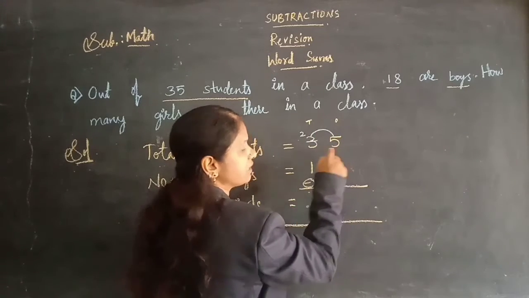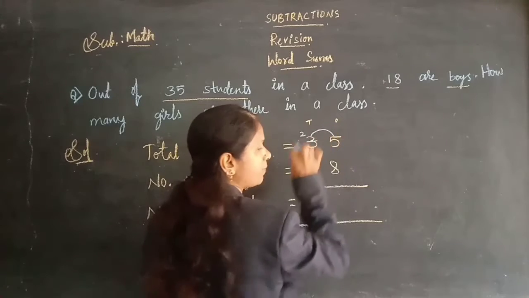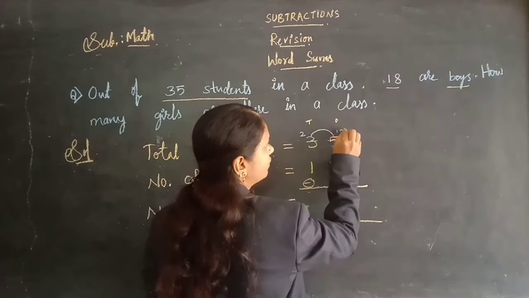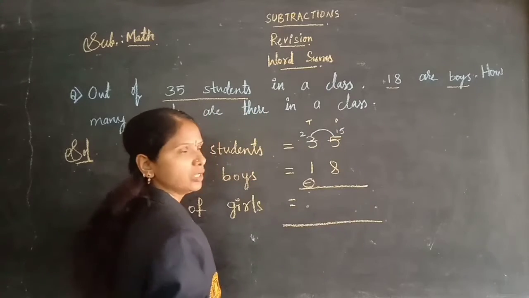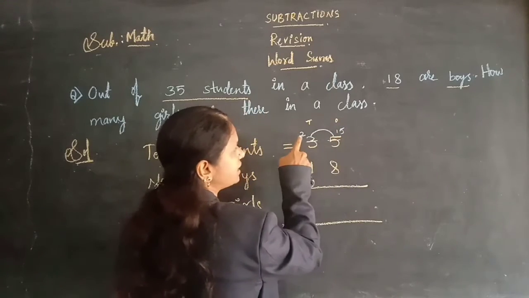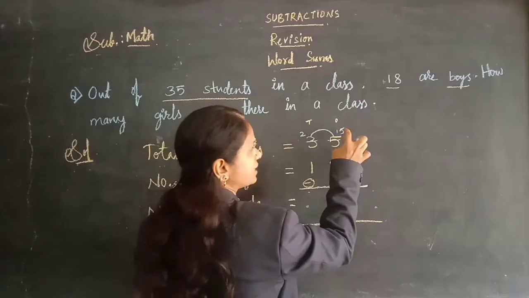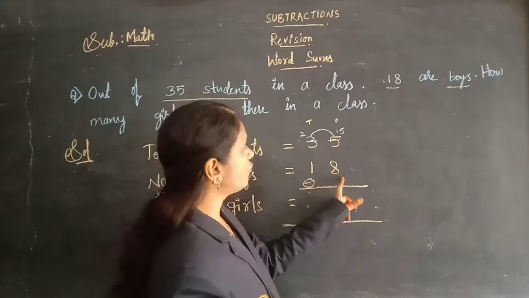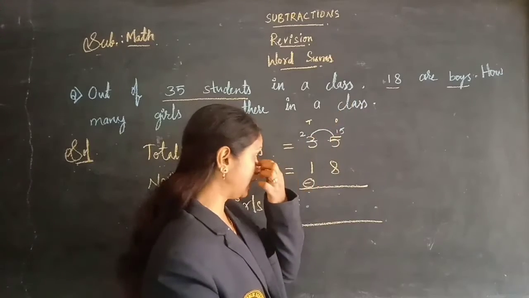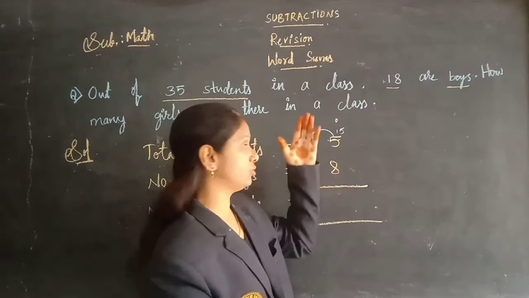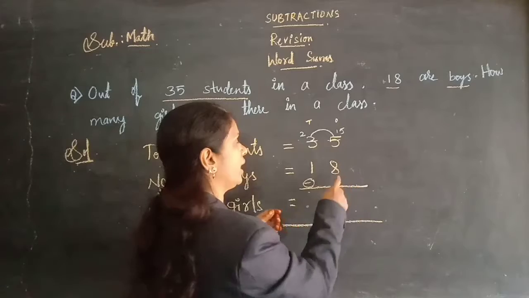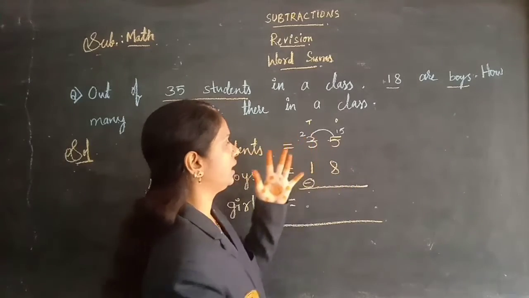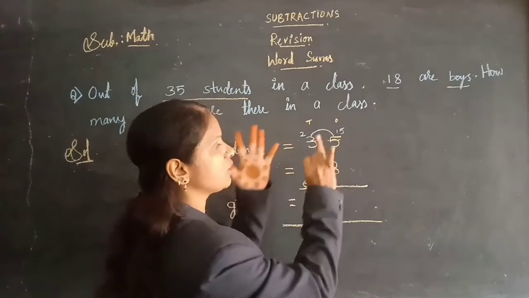And here existing 5. So 10 which has been borrowed and 5 existing, total it will be 15. So now here it is 15 and here it is 2. Now I can subtract 15 minus 8, or else I can move from 8 to 15. I am starting from 8 and I have to reach 15. Come on, 8, after 9, 10, 11, 12, 13, 14, 15. So I reach 15.